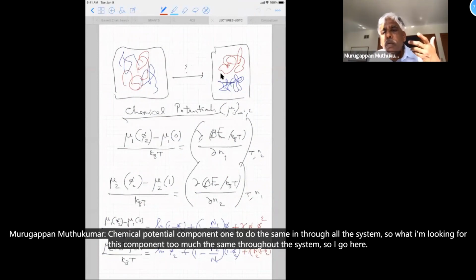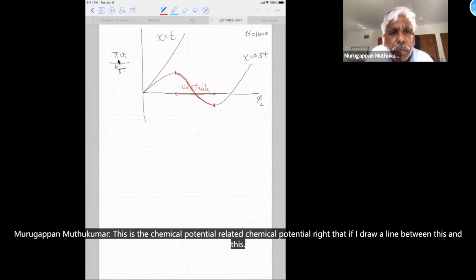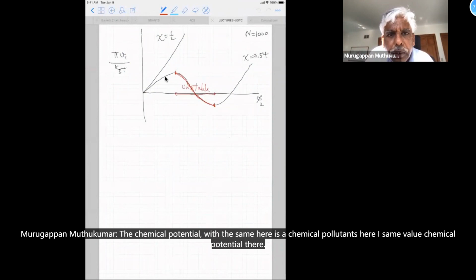The chemical potential of component 1 should be the same throughout the system. Similarly, the chemical potential of component 2 must be the same throughout the system. So I go here. This is related to chemical potential, right? If I draw a line between this and this, the chemical potential will be the same. Here is a chemical potential, and the same value of chemical potential there.